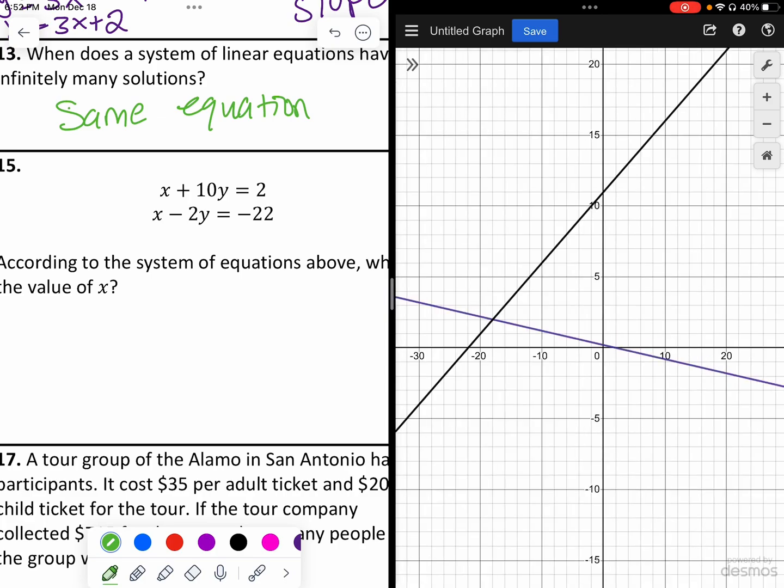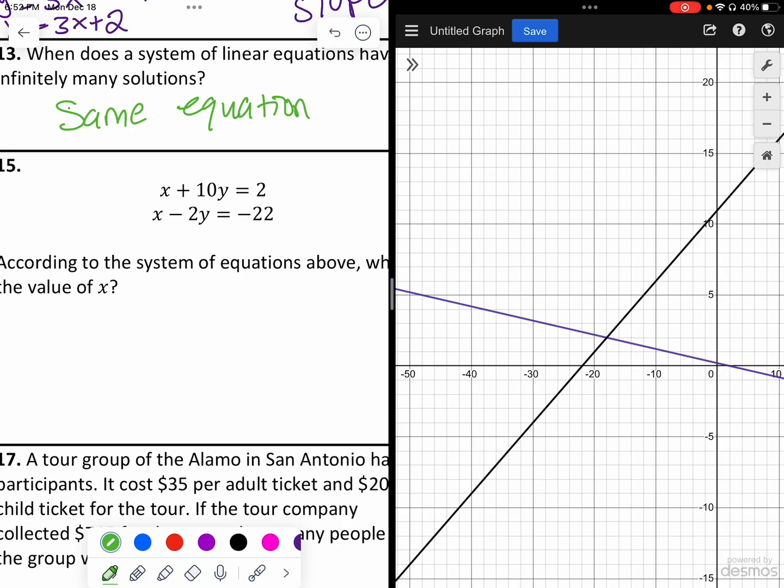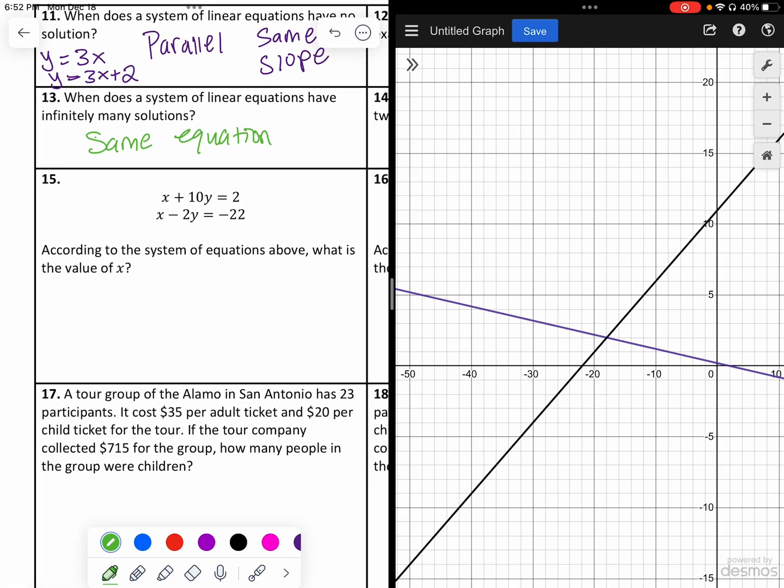Now, when I make this go away, I want to know where the solution to the system is. And that's where they cross. So I'm going to look at where they cross, which is right there. Now, when you are reading these types of problems, remember to read carefully and remember what it is asking for. I am asking for an x value here. So I'm looking at x = -18. Do not be fooled into picking the y value of 2. Okay, it is going to be the x value of -18.